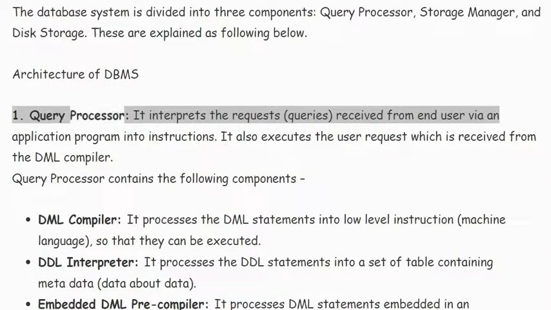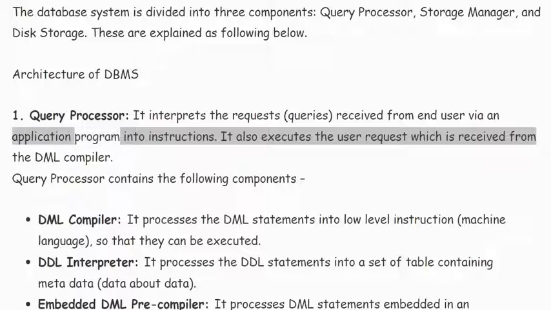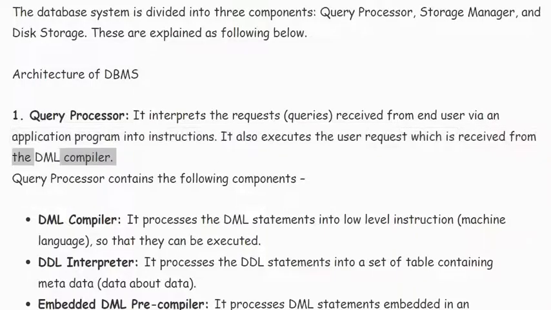1. Query processor. It interprets the requests, queries, received from end user via an application program into instructions. It also executes the user request which is received from the DML compiler. Query processor contains the following components.